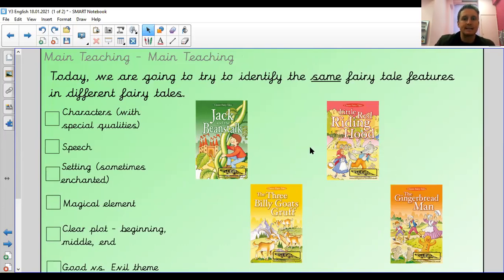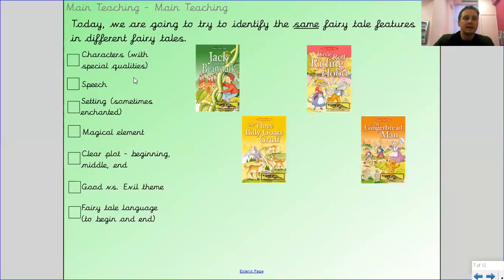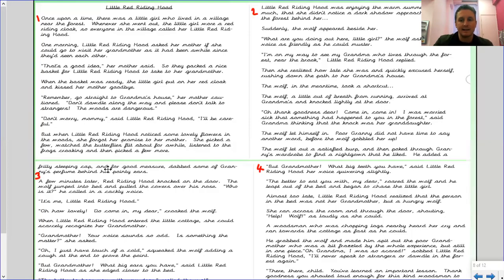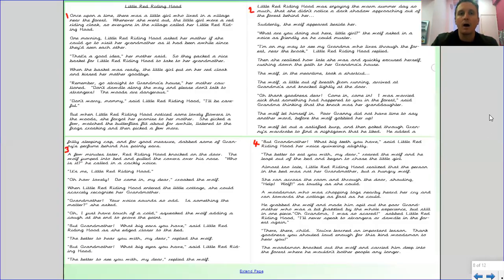So what we're going to do is have a look at them. And whilst we're looking at them, I want you to tell me, so I'm just going to change my view to full screen. Can you tell me if you can find characters with special qualities, speech, setting, it's an enchanted setting, okay? Magical elements in it, a clear plot, good versus evil, and fairy tale language. We're going to look, first of all, at Little Red Riding Hood. I'm just going to go to make sure we can see it all. Right, I'm going to read this one to you, all right, and I'm going to leave you to do the next one by yourself. Okay, Little Red Riding Hood.